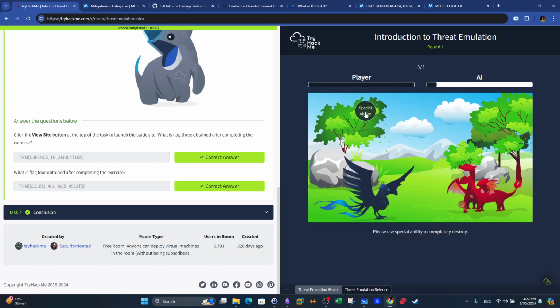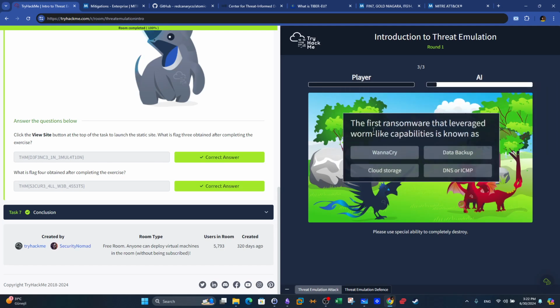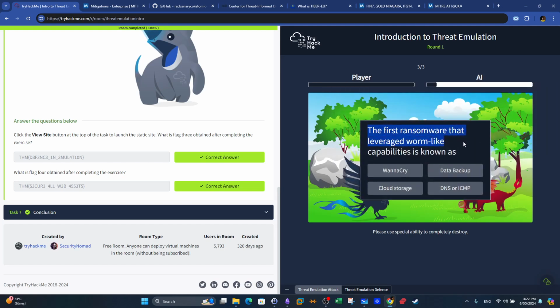And the floating bubble special ability. The first ransomware that leveraged worm-like capability is known as, look at the choices here. They are very, very clear. They are not the answers, right? Not backup, not DNS, not cloud storage. This leaves you with WannaCry, which is very well known as a ransomware.